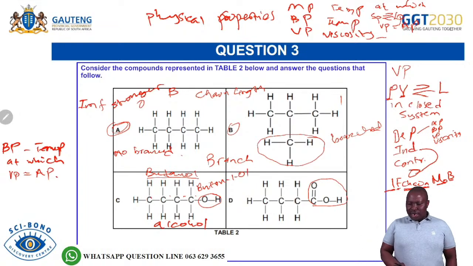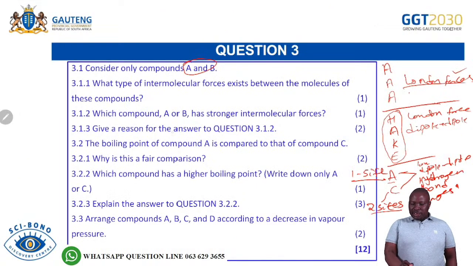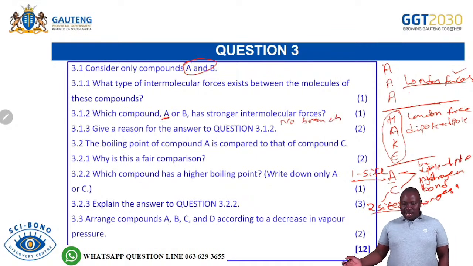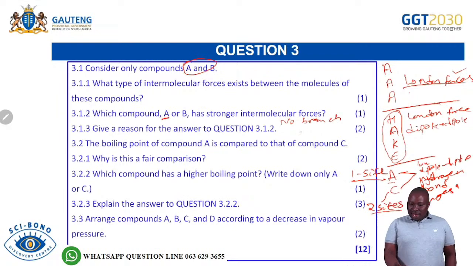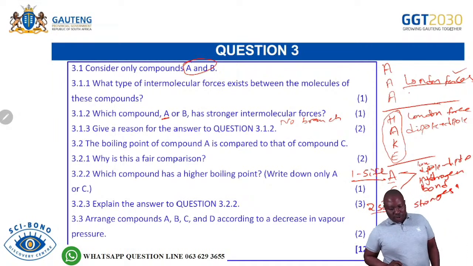So I hope you understand now that you are able to answer that question to say which compound is stronger. You are saying A. Why A? Because it has no branch, or because B has a branch. And as the number of branches increases, the strength of intermolecular force decreases. So you are able to collect your mark.